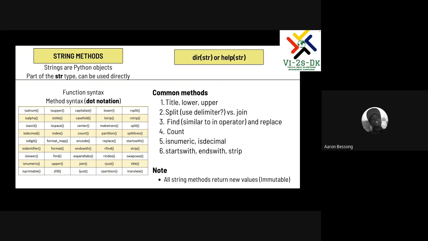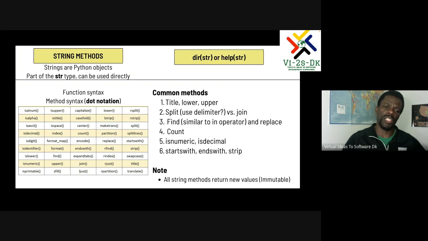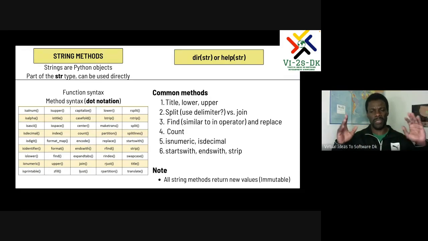Okay. So in some cases, you might need to check if a value is numeric or if it's a decimal or if it's something else. In that case, you can use isnumeric, isdecimal, and so on. Starts with, ends with. Strip is also a very useful one. You use the strip method if you want to make sure you get rid of the extra spaces, whether it's tabs or spaces after the user inputs a value.